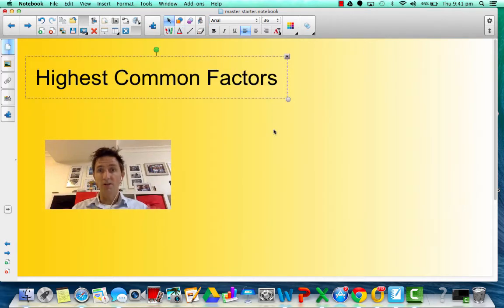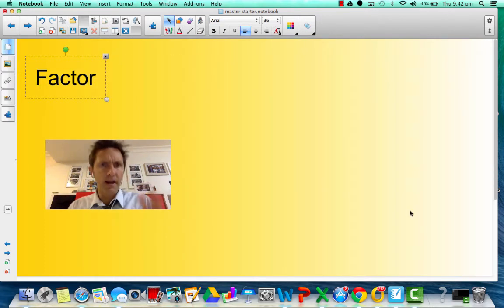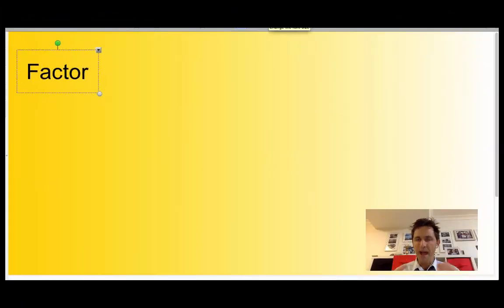Today we're going to be looking at highest common factors. Okay, so what are highest common factors? Well, first of all, you've got to know what a factor is before we worry about what the highest common factor is. Let me give you a hint. It's not the X Factor, it's not a TV show. A factor is something we talk about in maths, and I'm going to show you what a factor is.